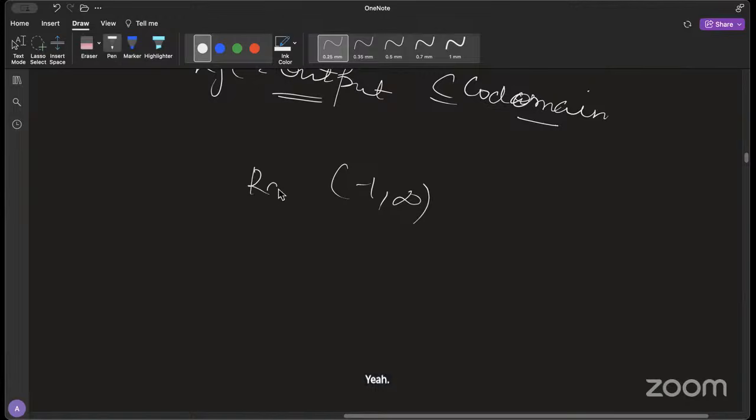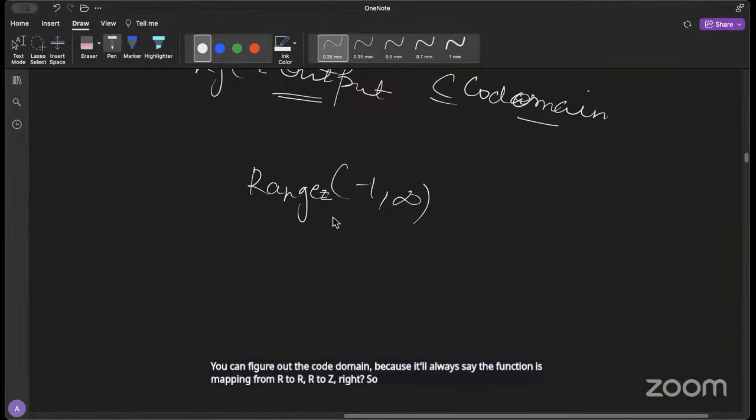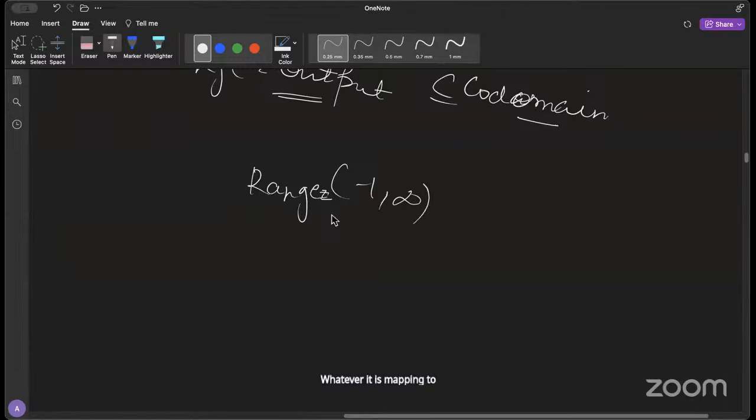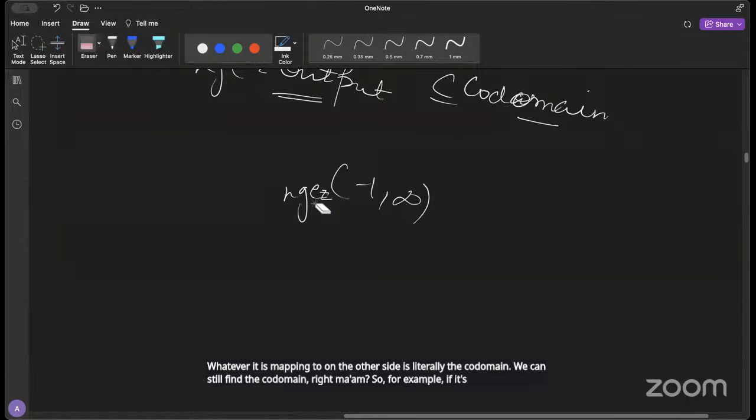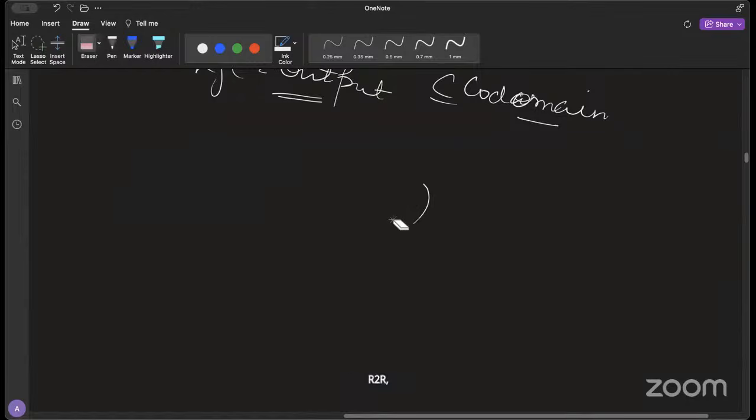So the thing was, if this is your range, you can figure out the codomain because it'll always say the function is mapping from R to R, or R to Z, right? So essentially, whatever it is mapping to on the other side is literally the codomain. We can still find the codomain. So for example, if it's R to R, I'll just say minus infinity to plus infinity is my codomain.